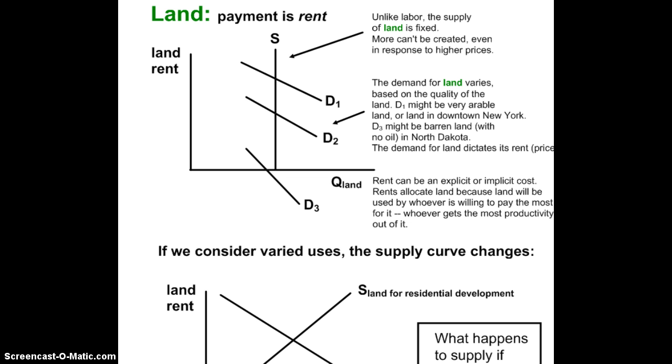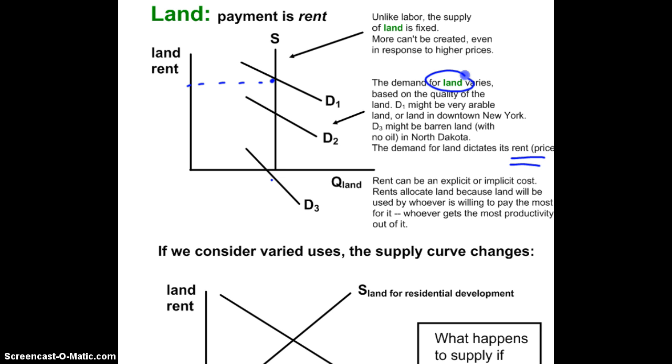If you look at this top graph, you will see that the demand for land varies based on the quality of the land. For example, D1 might be very arable land. It could be land in downtown New York, on Manhattan. It could be land in San Francisco. There's a lot of demand for land there. So land there gets a very high price, or what we call a very high rent. If you're the owner of that land, you can charge a very high rent for other people to use that land. D3 might be barren land, land without oil, for example, in North Dakota or Nevada somewhere. So here, there's very low demand, and in fact, nobody would actually pay rent to be using that land. So the demand for land is what dictates the rent.